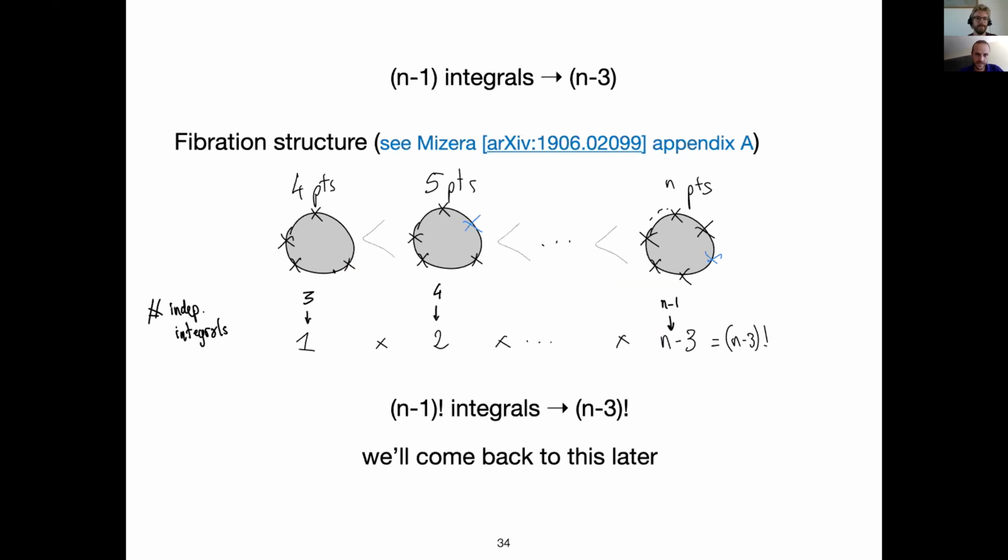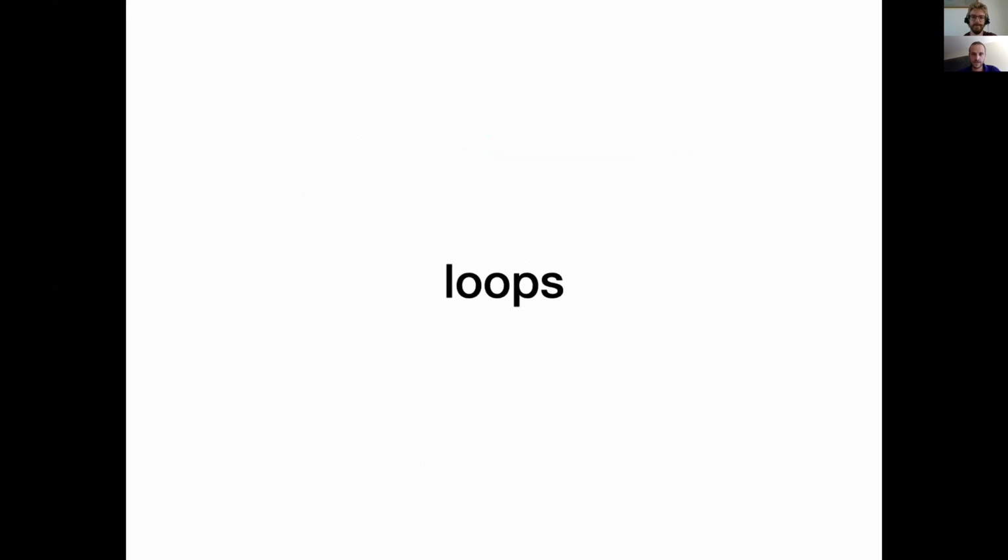But schematically, this picture is kind of reproduced from Sebastian's paper, by the way. So schematically, the idea is the following: when you work at 4 points, you realize that instead of 3 independent integrals, you have only 1. And then on top of these 4 points, you look at point number 5. And likewise, you realize that instead of 4 integrals, you have 2, etc. And this fibration structure will give you that you should just do the product and you find (n-3)! independent integrals. And we'll come back to this fibration structure afterwards when we do loops, which is now.